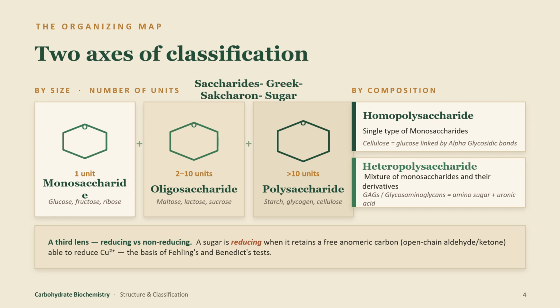Okay, so let us see. The first one is depending upon the number of units. Depending upon the number of single carbohydrate units present, they were divided into three types. One is the monosaccharide, the second is the oligosaccharide, and the third is the polysaccharide. Here we have to remember that saccharide is a Greek word meaning sugar.